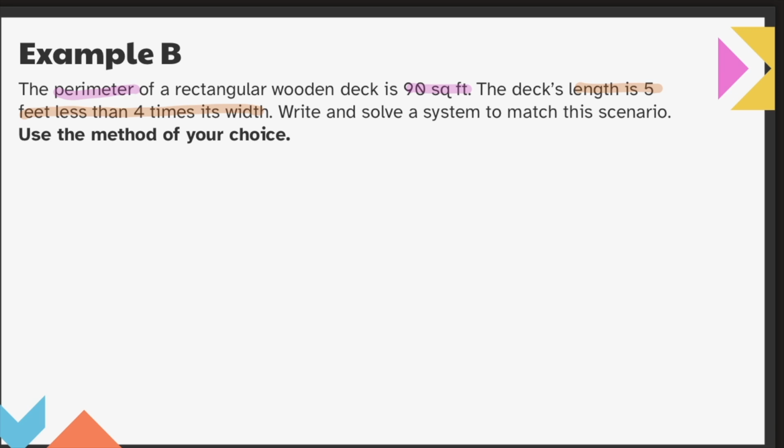So now we've got the perimeter of the deck. So we've got to come up with, again, two equations for our system. So we know the formula for perimeter is 2 times the length plus 2 times the width equals the perimeter.